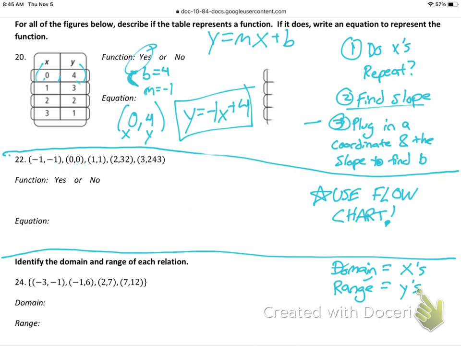So then it asks me, and it's actually going to tell me that y is equal to either x squared, x cubed or x to the fourth. So now I just have to find out which one it is. And by the way, I forgot to do this, but yes, it is a function because none of the x's repeat.